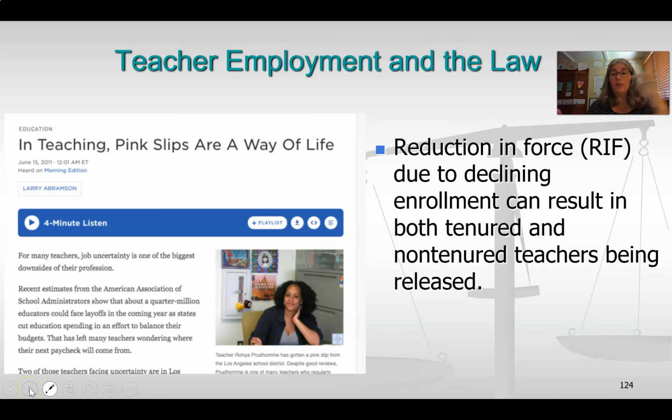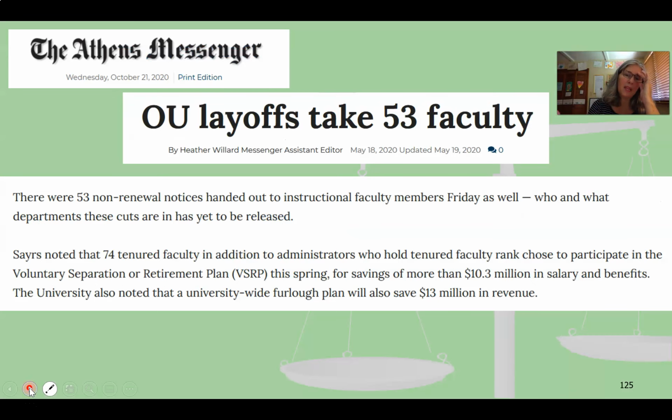It's sometimes called, as you can see from the picture on the left, getting your pink slip. You might recall this past summer, the summer of 2020, when Ohio University let go of a large number of classified staff, administrators, and faculty. You can see below 53, at least at that point, instructional faculty members did not have their contracts renewed. Interesting to point out, none of those faculty were tenured. They were only able to get rid of or non-renew the contracts of non-tenured faculty like me.